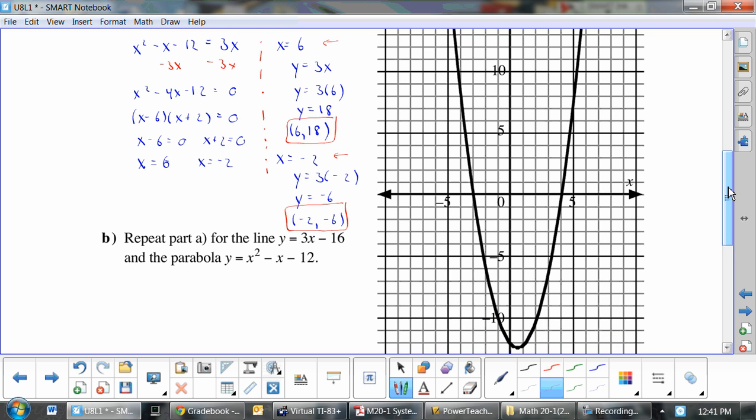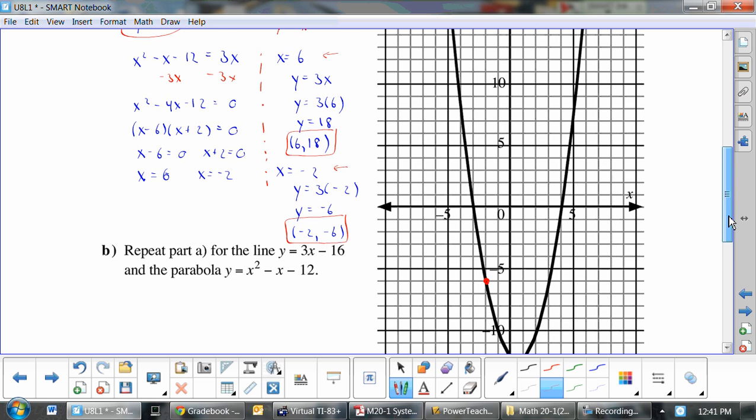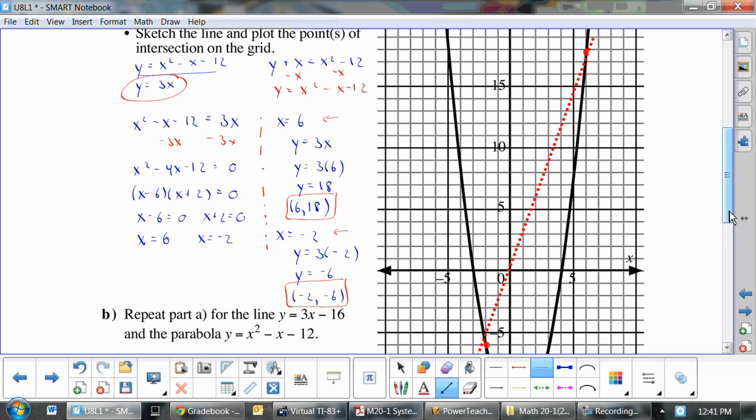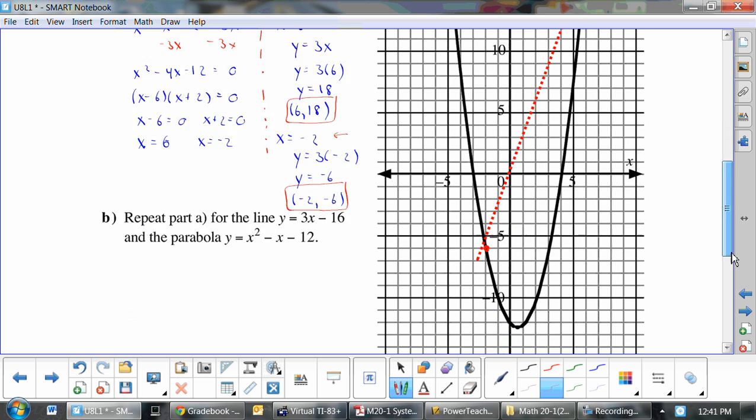It's kind of tough because the graph is bigger than my page. I'll go -2, -6, so we have 1 point there. 6 and 18. And 1 point there. So the graph is going to go like this. Okay. So we can see that we have 2 intersection points.